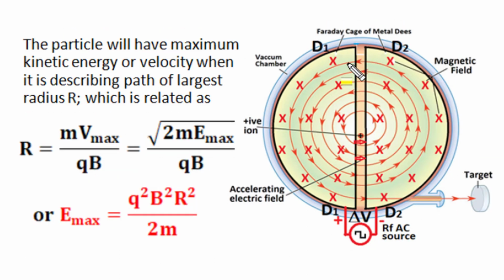Now the particle will have maximum kinetic energy or velocity when it describes the path of largest radius, and let the largest radius be capital R, then maximum velocity has a relation with largest radius, R equals mv upon qB, or in place of maximum velocity we can also write maximum energy, as mv is equal to root of 2mE, and the relation of radius and maximum energy can be simplified as an expression of maximum energy of the accelerated charged particle, and it becomes q squared B squared R squared upon 2m, and with this maximum energy the particle, in the absence of field effect, goes straight and hits the target as desired from the particle accelerator action.